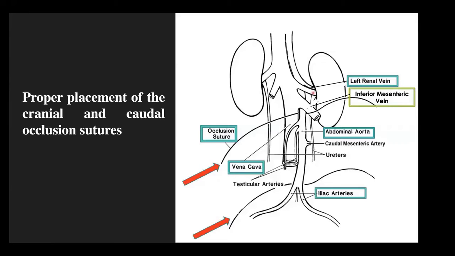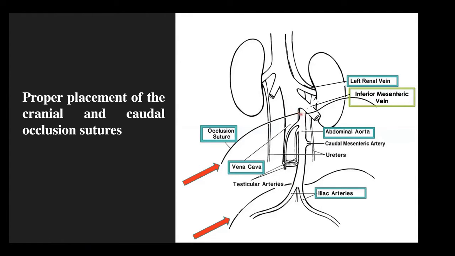Now I'm going to use this cartoon to explain more of the details of the surgery. You will need to put in place your occlusion sutures, and you need to put them in two spots. The first spot is caudal to the renal vein, and the second spot is cranial to the iliac bifurcation. So what you do is use your vasodilator to make a small gap between the aorta and the vena cava in this spot.